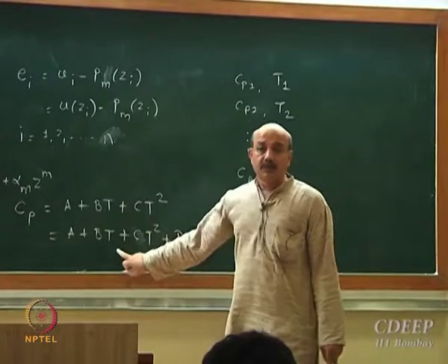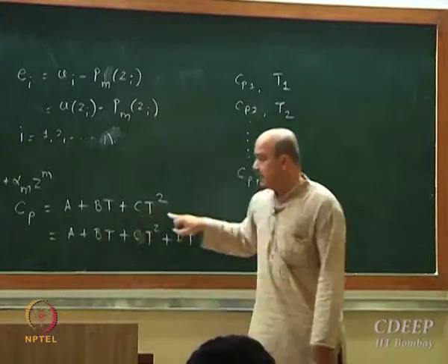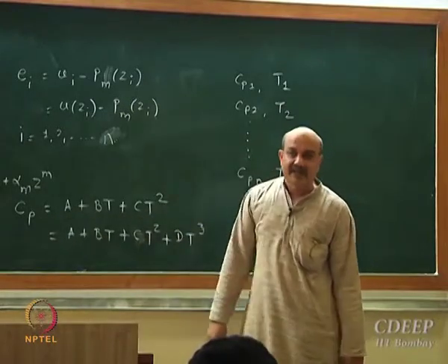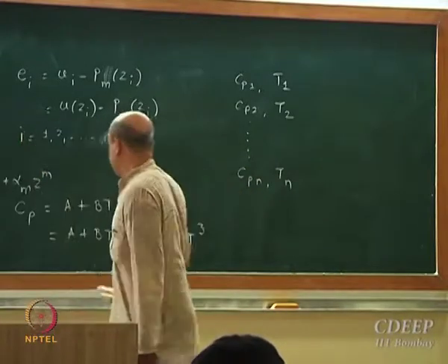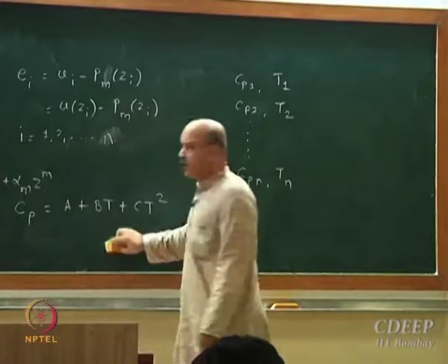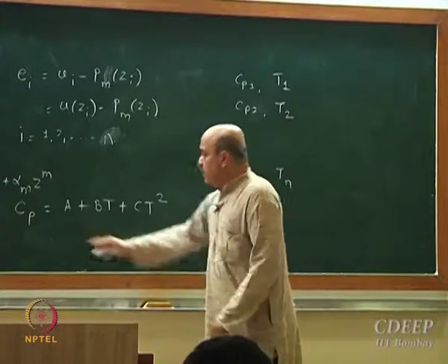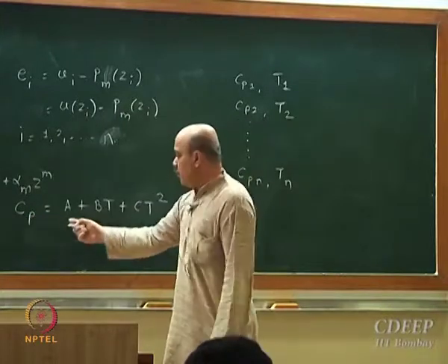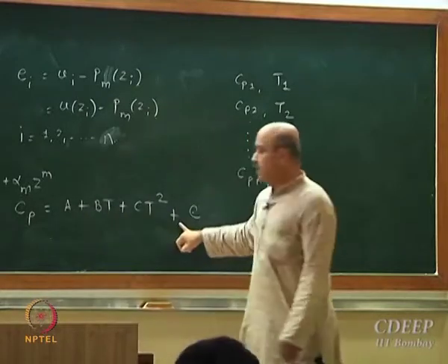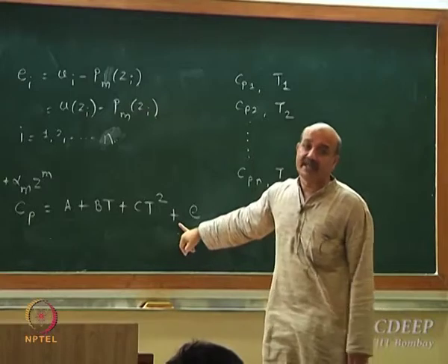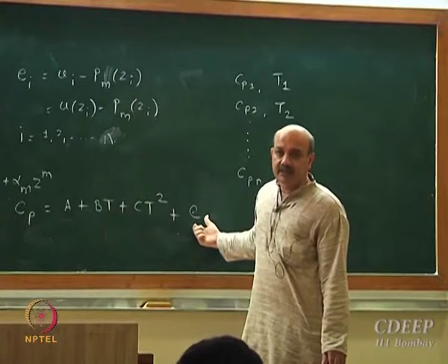Now the trouble is that when you write this equation, it is not exact. There is actually one more term missing here. So let us concentrate right now on the quadratic equation; the cubic equation we'll worry about later. Look at this quadratic equation. What I have to say is that Cp is equal to this plus an error. This is not an exact representation. This is an approximation. This E is the approximation error.